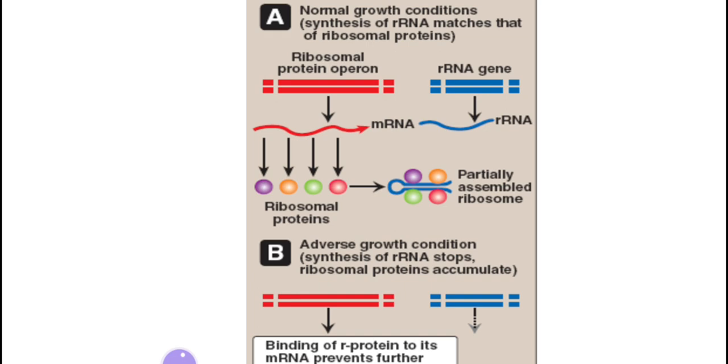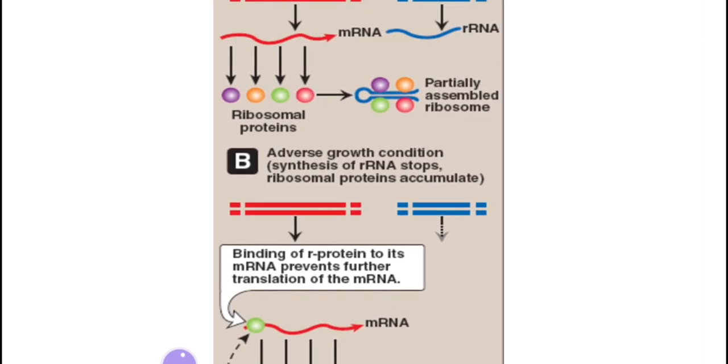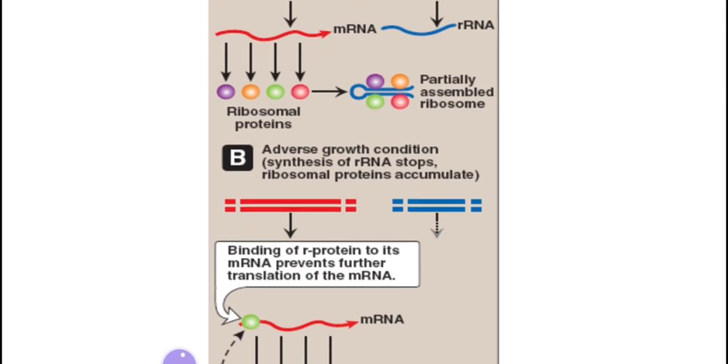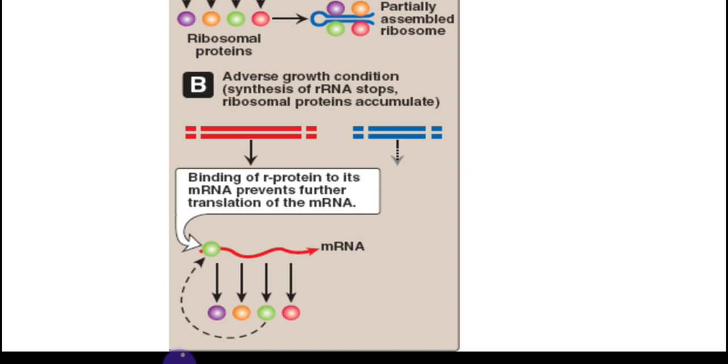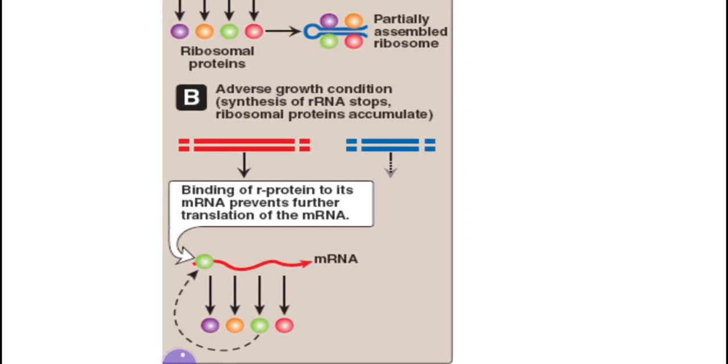Now here, if the ribosomal RNA molecules are not needed or are absent, the ribosomal proteins must not be produced. So what happens is that the green colored small ball will bind to its own mRNA and prevent the further translation of the mRNA. It tells the mRNA that no ribosomal RNA is present, so you must stop here.